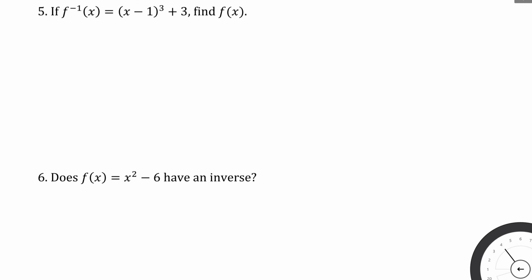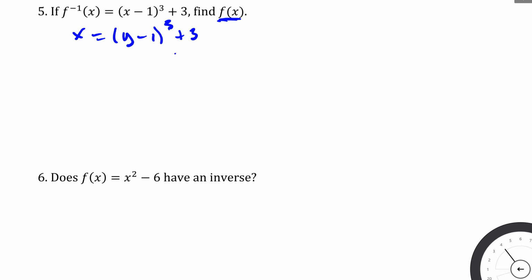So you notice that they're giving you the inverse and they're asking you to find the original function, right? So what we know is that the inverse of an inverse is the original function. So essentially this is just another way of asking you to find the inverse of the given function. So I'm going to start by doing the same steps I would have done today in class. X equals y minus 1 to the third power plus 3. So all I'm doing is switching where the x and the y values are.